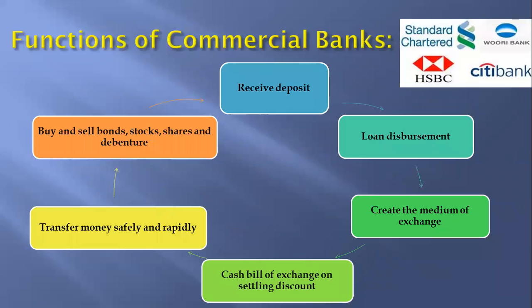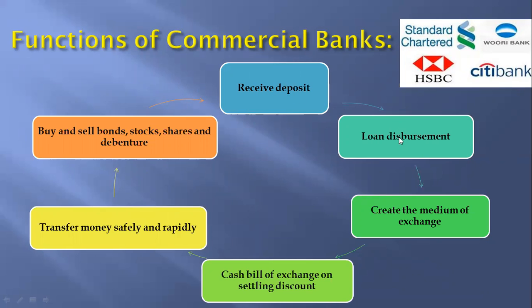Now we are going to discuss the functions of the commercial bank. So what are the functions of the commercial bank? I have written it very briefly here. First function of the commercial bank, you see, is to receive deposits. One of the main objectives of the commercial bank is to receive deposits from the people. Bank deposit is generally of three types. How many types? Three types. First one is current, second one is savings, and third one is the fixed deposit.